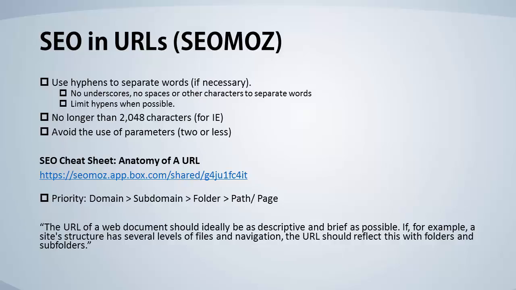So they have some final advice here from SEO Moz. The URL of a web document should ideally be as descriptive and brief as possible. If, for example, a site structure has several levels of files and navigation, the URL should reflect this with folders and subfolders. So again, we're going to do all of this with Path Auto. We're going to do it nice and clean and nice and easy.